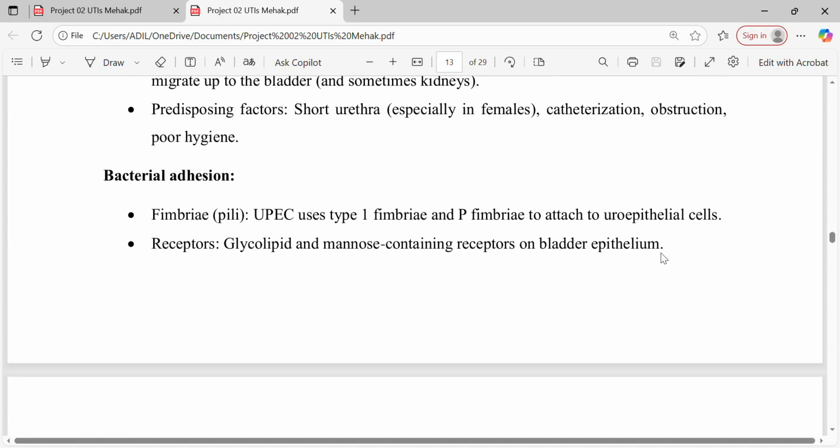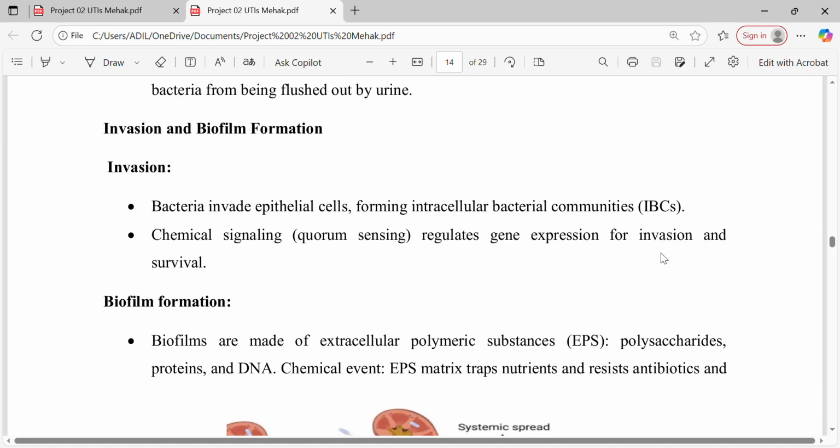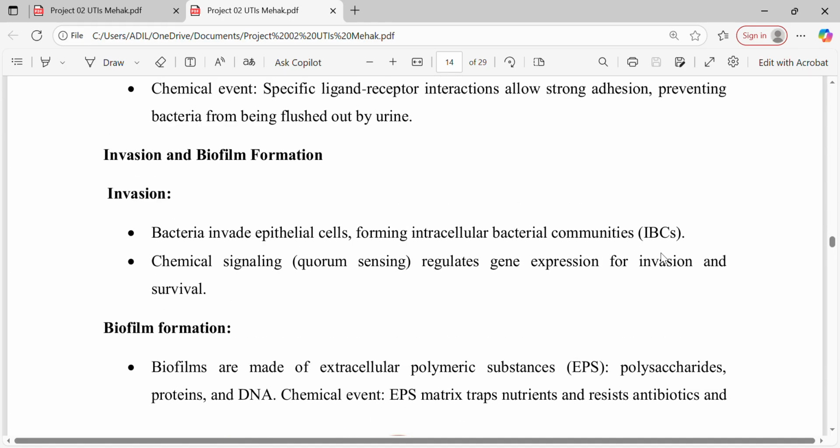Bacterial adhesion, pili. UPEC uses type 1 fimbriae and P fimbriae to attach to uroepithelial cell receptors. Glycolipid and mannose-containing receptors on bladder epithelium. Chemical events: specific ligand-receptor interactions allow strong adhesion, preventing bacteria from being flushed out by urine.